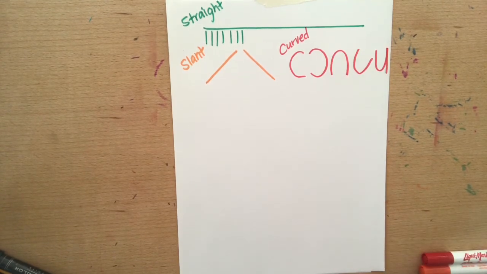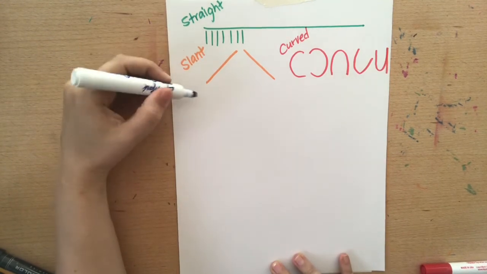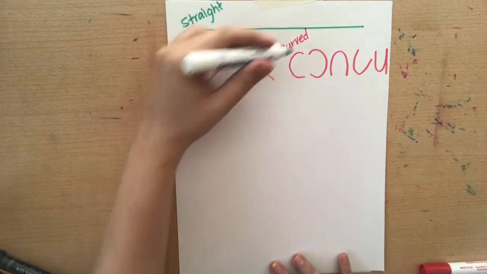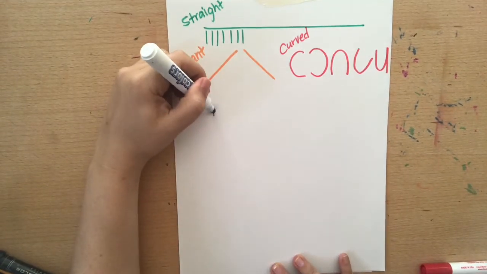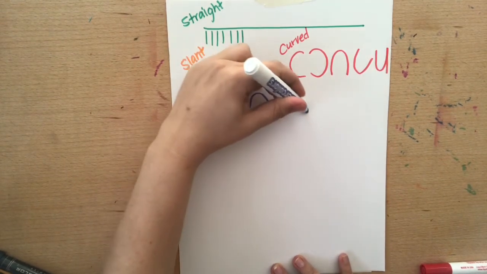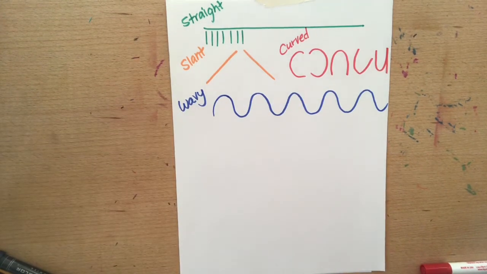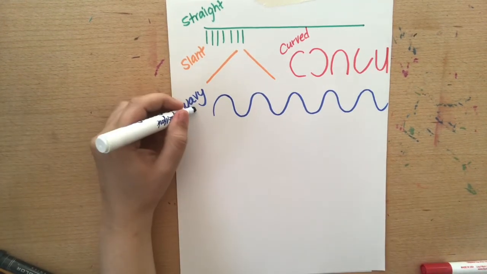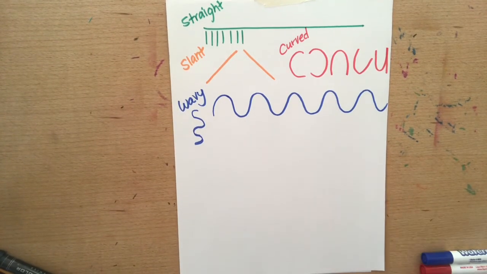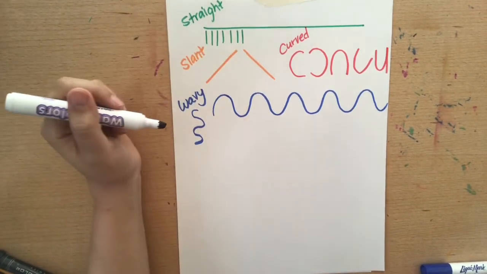Another type of line is called a wavy line. And literally, it's when you take a curved line one way, and then you change the direction, and it sort of becomes what you call a wavy line. Some people might have hair that way. You can also go that way. Now, so I have a straight, slant, curved, and wavy.